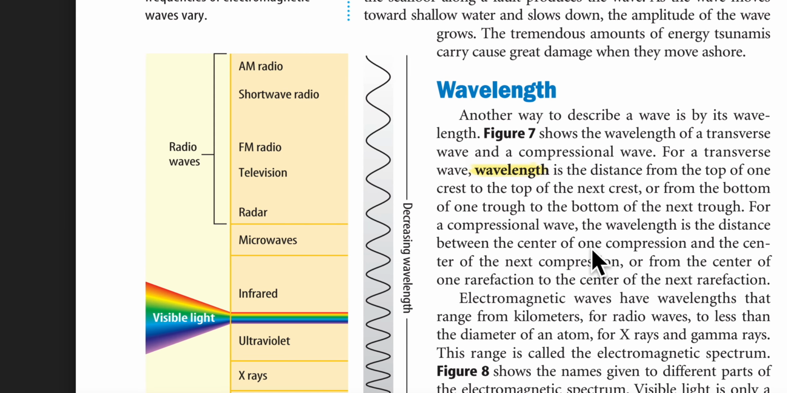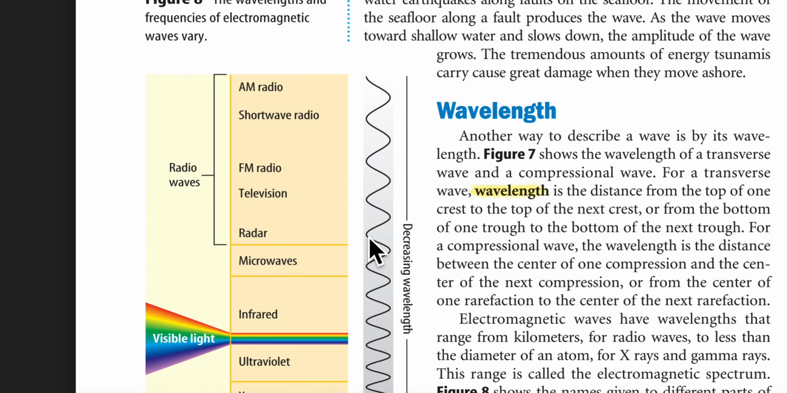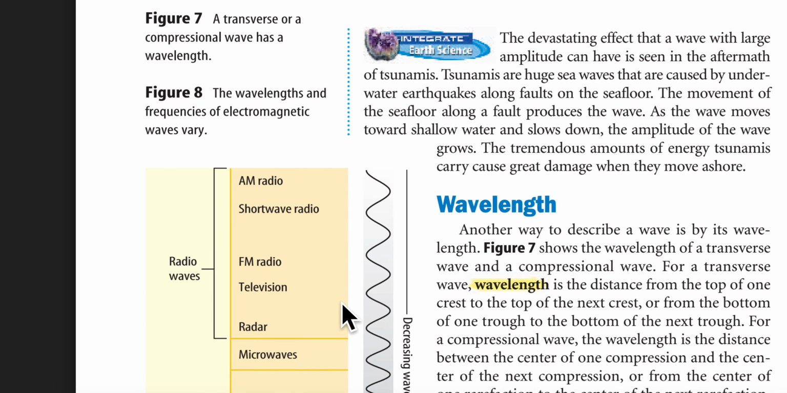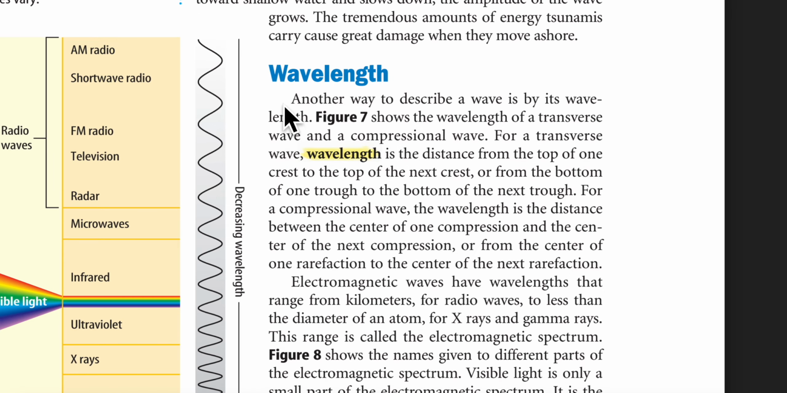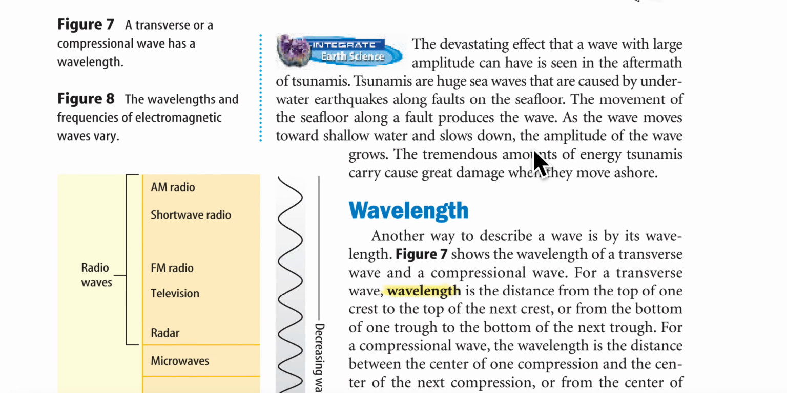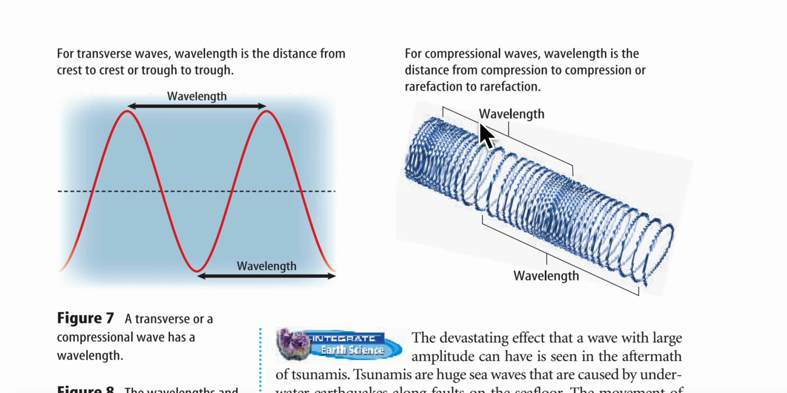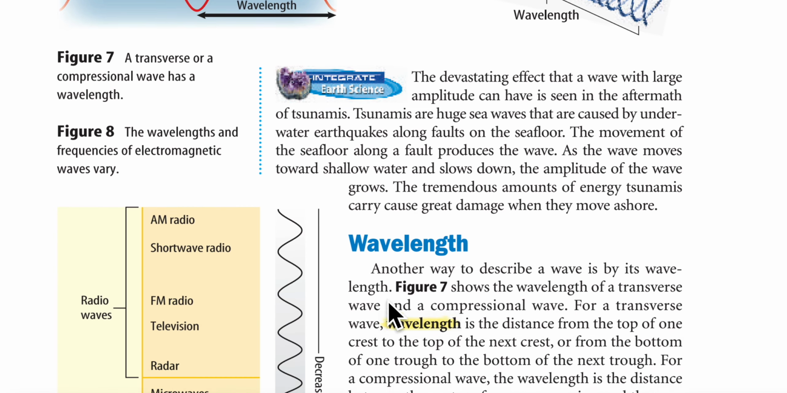Wavelength. Over here we see in figure 8 about different wavelengths. It talks about here another way to describe a wave is by wavelength. Figure 7 shows wavelengths of transverse waves and compressional waves, which is figure 7 here. Wavelength of the slinky from this point to that. Wavelength from crest to crest to trough, the transverse wave.